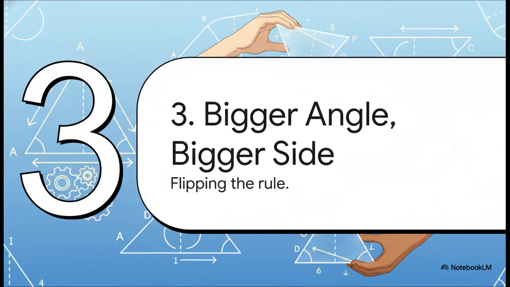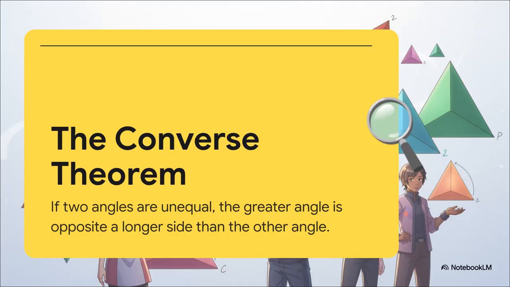Now here's where it gets really powerful. This whole relationship isn't just a one-way street. The logic works completely in reverse, and that gives us another amazing tool for our toolkit. This is what we call the converse. Basically, the rule works backwards too. If you know one angle is bigger than another, then you instantly know that the side opposite that bigger angle is the longer one.